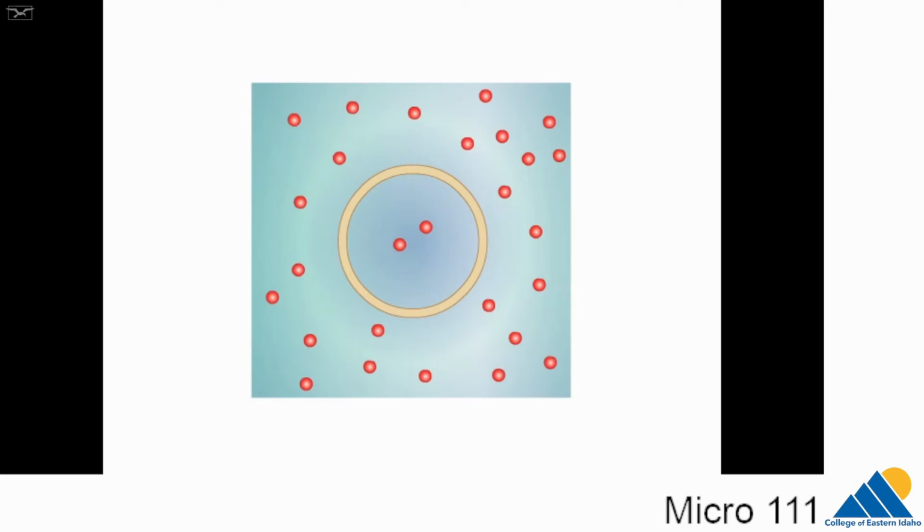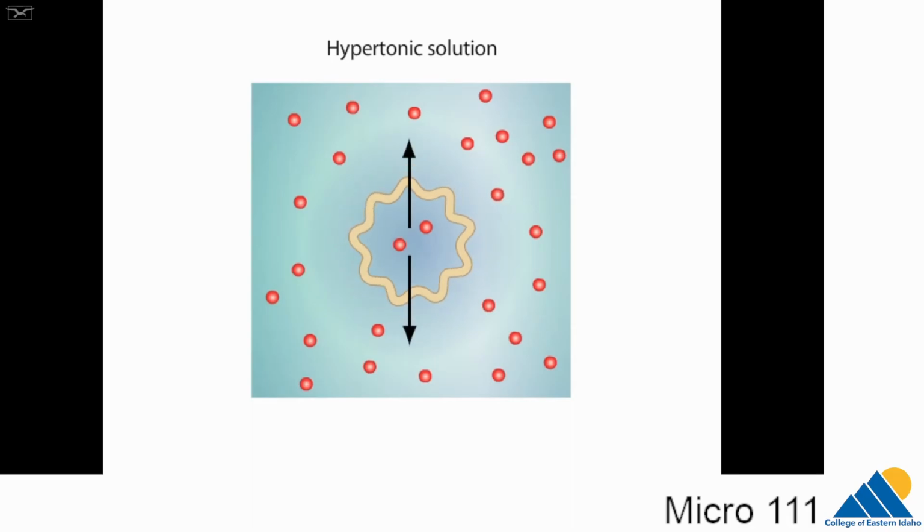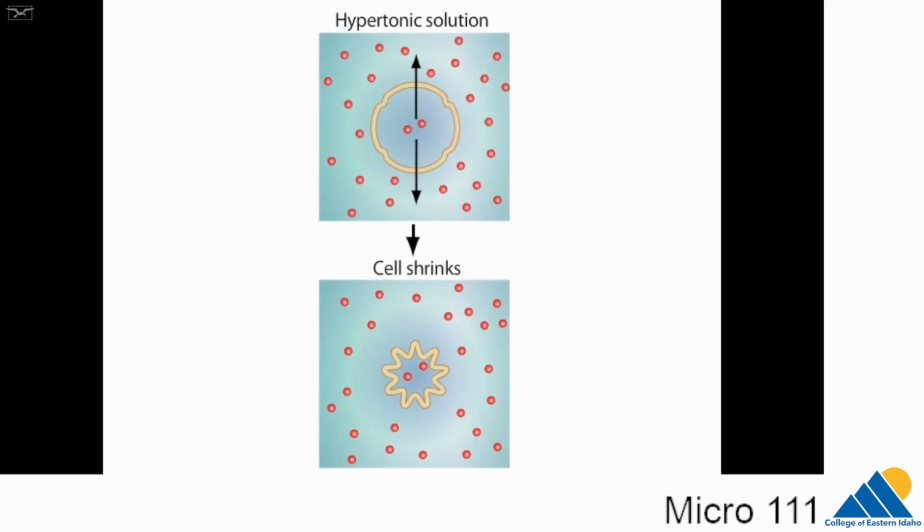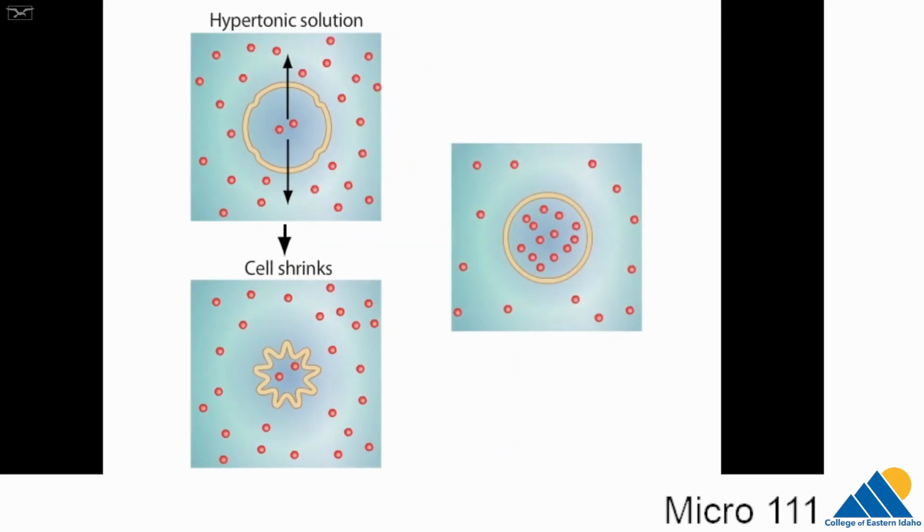A higher solute concentration outside the cell is called hyperosmotic or hypertonic. When the solution outside is hyperosmotic, osmosis causes a net loss of water from a cell. The cell shrinks and the cell solute concentration increases. A lower solute concentration outside the cell is called hypoosmotic or hypotonic. When the solution outside is hypotonic, osmosis causes a net uptake of water.